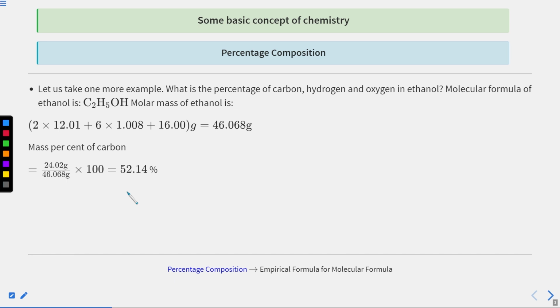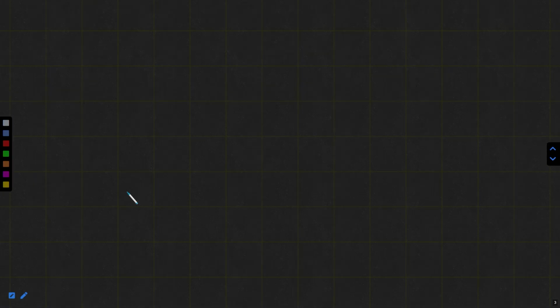Next, let us take the example of C2H5OH. How will I calculate it?